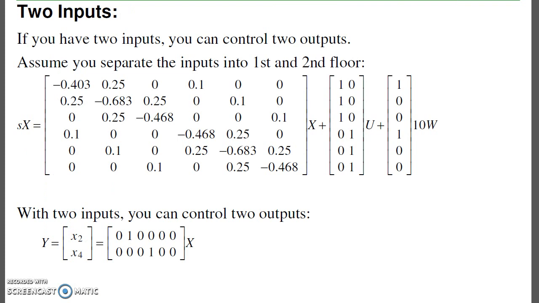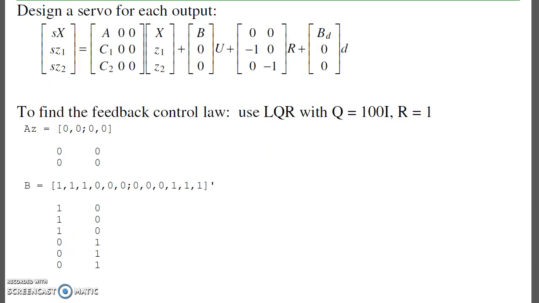Suppose now I have 2 inputs. With 2 inputs, I can control 2 outputs. So arbitrarily, let's assume the first floor, all the heaters are tied together, and the second floor heaters are all tied together. With 2 inputs, I can control 2 outputs. So let's control the temperature in apartment 2 and apartment 4. Again, using LQR techniques, I can do that. Design the servo-compensator. In this case, I'll have 2 servo states. The integrator controlling the temperature in apartment 2, integrator controlling the temperature in apartment 4. I've got a double integrator, my 2 inputs, first floor and second floor.